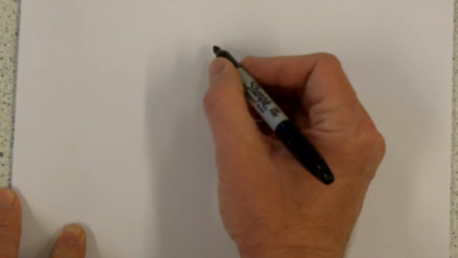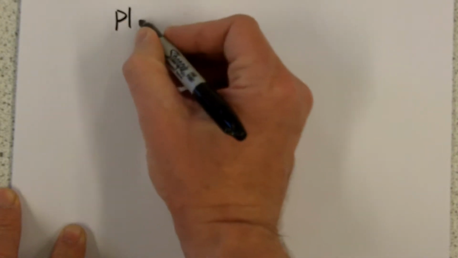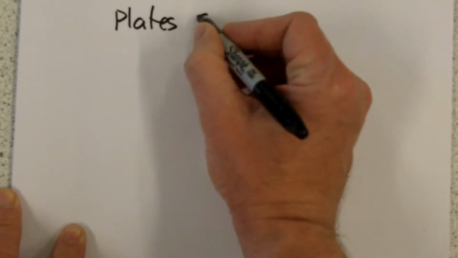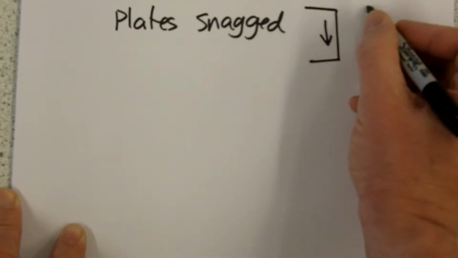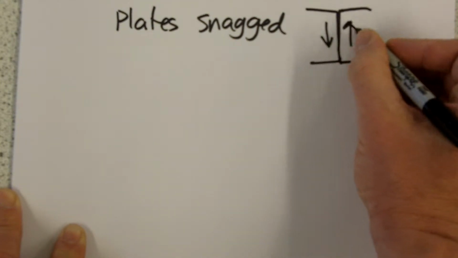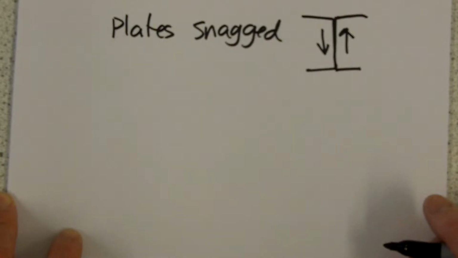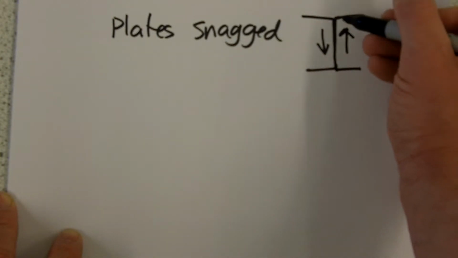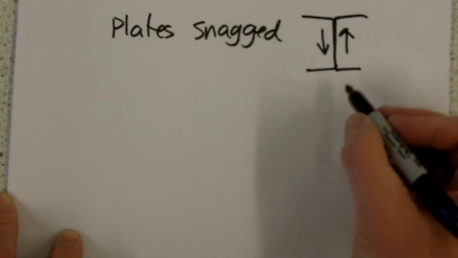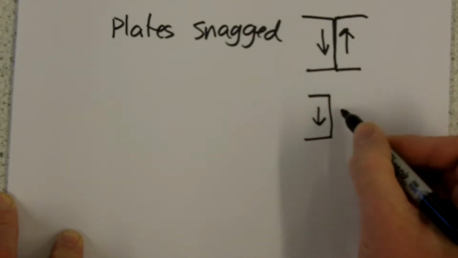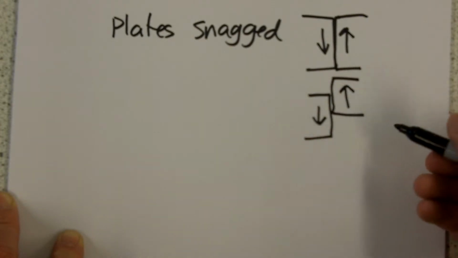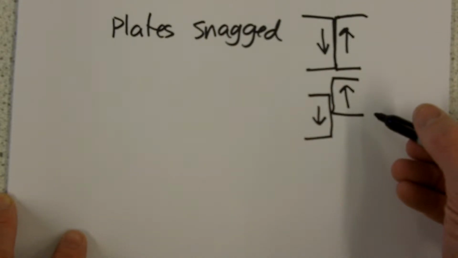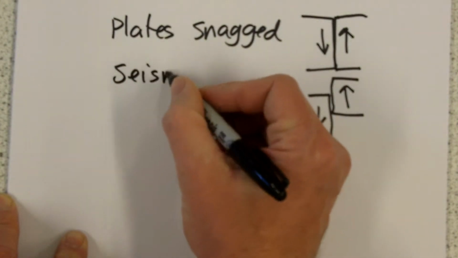So in a situation where two plates are moving past each other and get snagged, then this is going to lead to a build-up of stored energy. And that stored energy will build up and build up over months, years, maybe even decades, till eventually the energy in there, or the force, is so great that the snag is overcome, and there is a sudden lurch in the plates, all in one go. And at that point, when that sudden lurch happens, then a tremendous amount of energy is released. Now, that energy is released in the form of seismic waves.